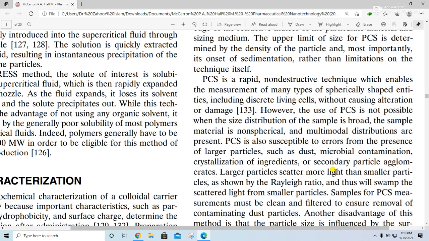However, the use of PCS is not possible when the size distribution of the sample is broad, the sample material is non-spherical, and multimodal distributions are present. PCS is also susceptible to error from the presence of larger particles such as dust, microbial contamination, crystallization of ingredients, or secondary particle agglomerates. Larger particles scatter more light than smaller particles, as shown by the Rayleigh ratio, and thus they will swamp the scattered light from the smaller particles.